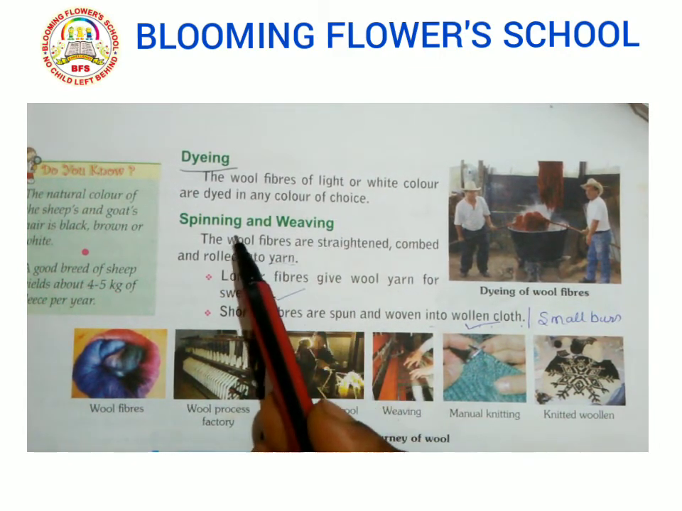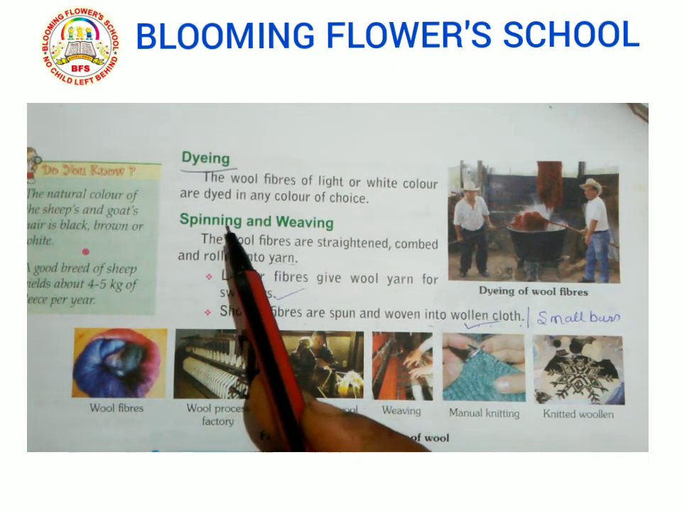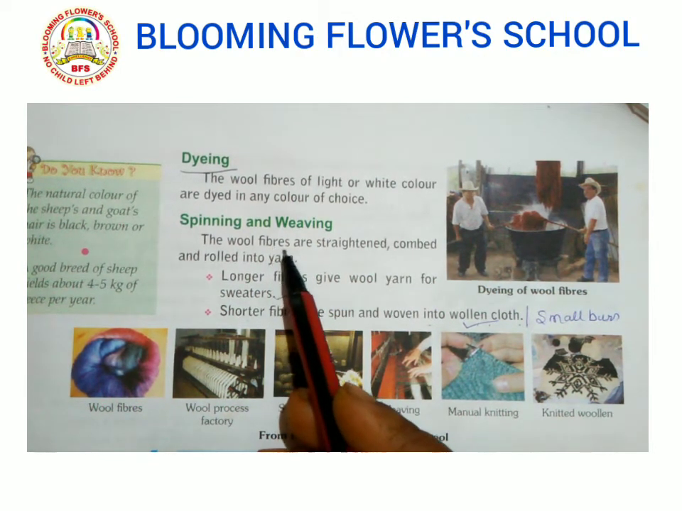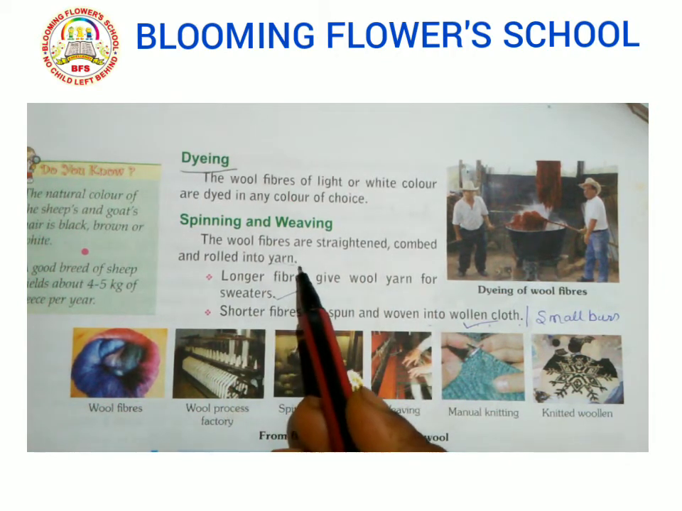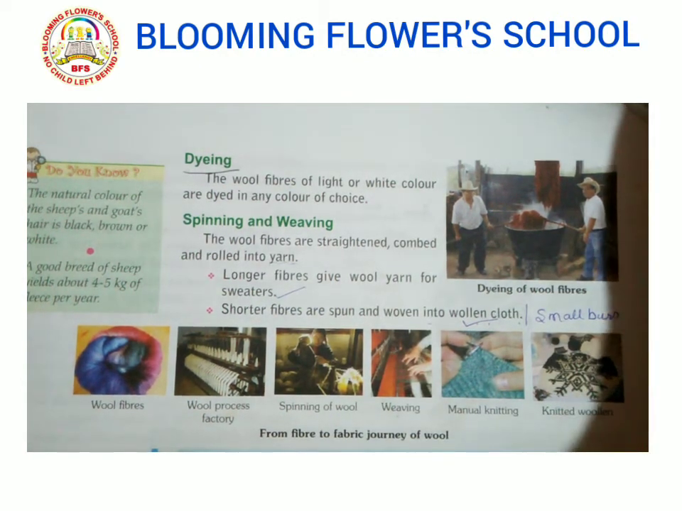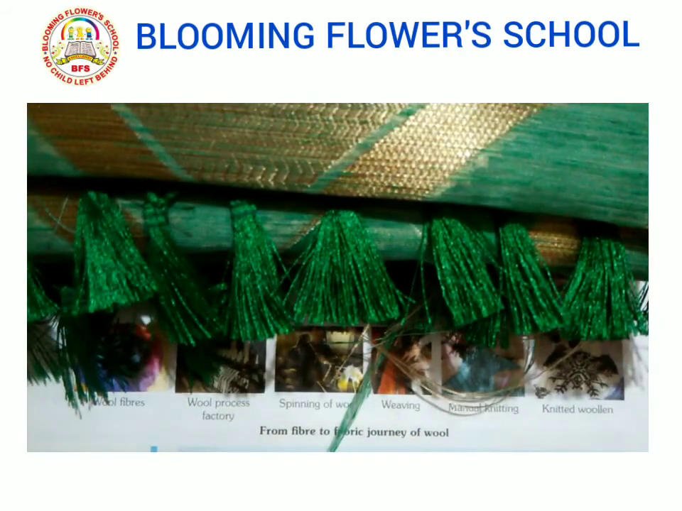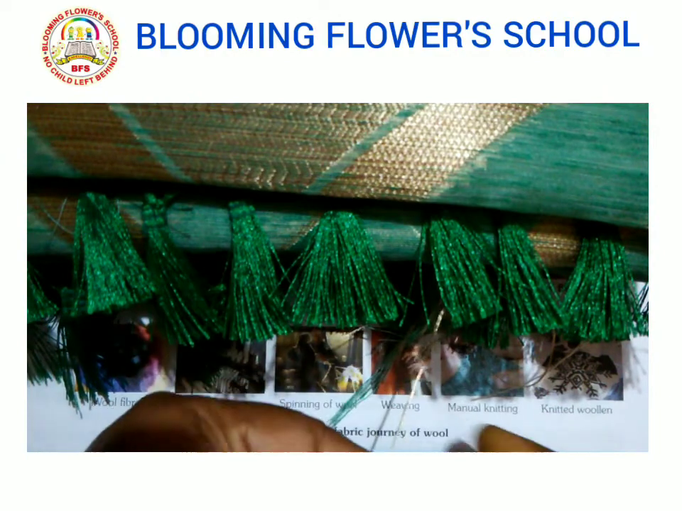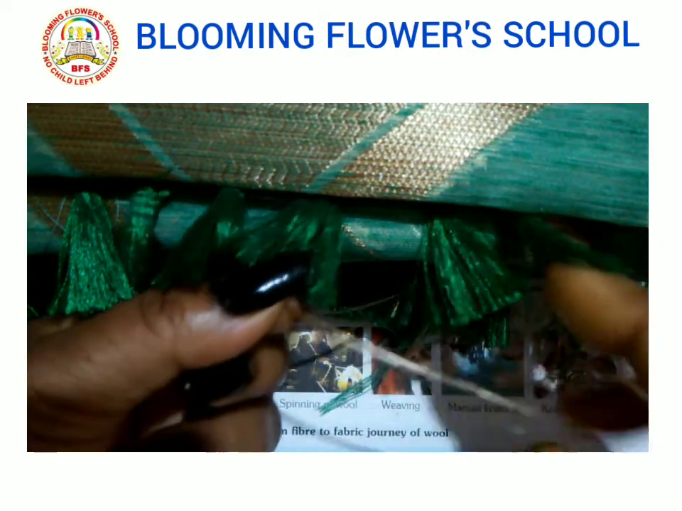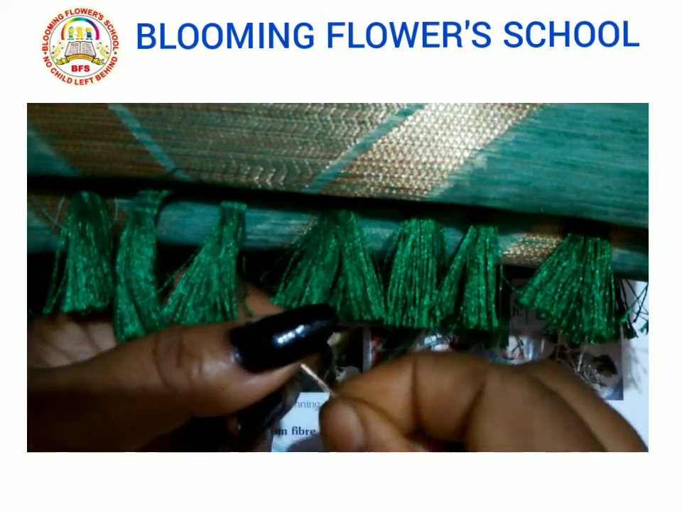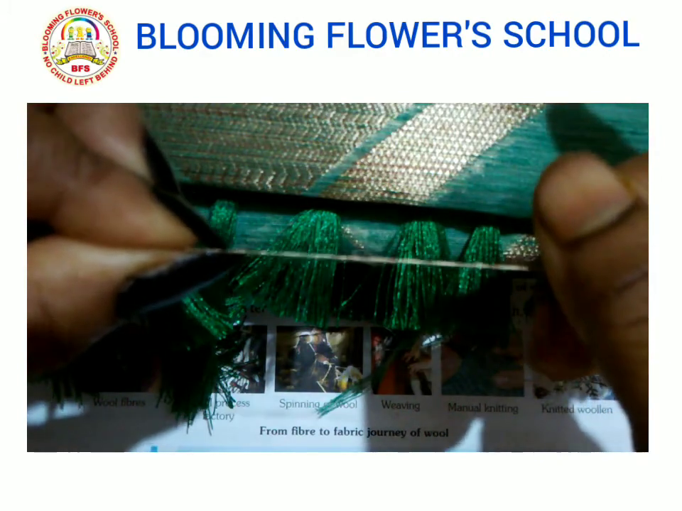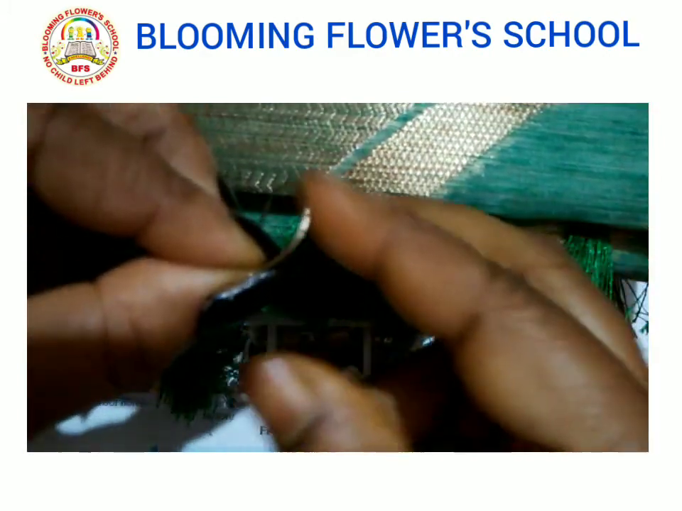Then what we do, we spin and weave. Spinning is done. Whatever the fiber is there, we'll spin them into fibers. Those fibers will be spun, combed, and rolled into yarns. Means small fibers are converted into yarns. See here, you have these, which are fibers. What they'll do is take these fibers and spin them in this way. They'll spin with the help of hand or weaving machine, and they'll make them into yarn, one thread.